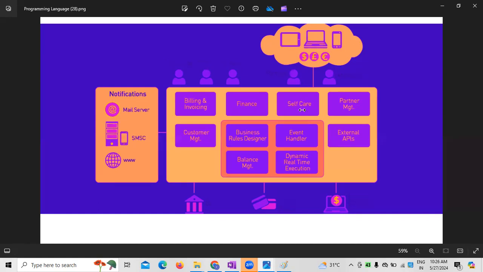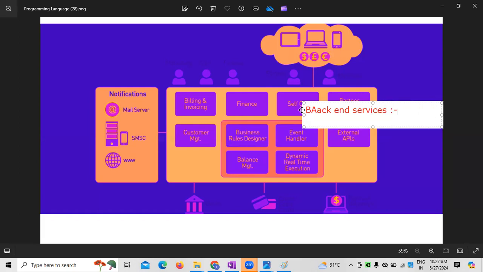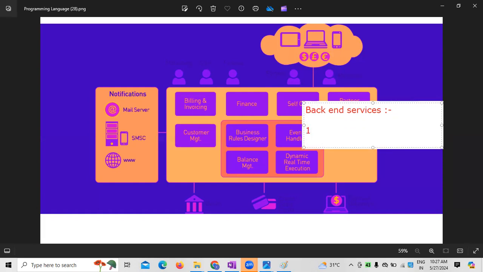So when it comes to the backend services, especially when we are going to develop any application, there are different backend services which we have to keep updated, right? When it comes to the backend services, whenever we are developing a payment solution, there are a few points one has to understand. As a business analyst, we need to understand these points.